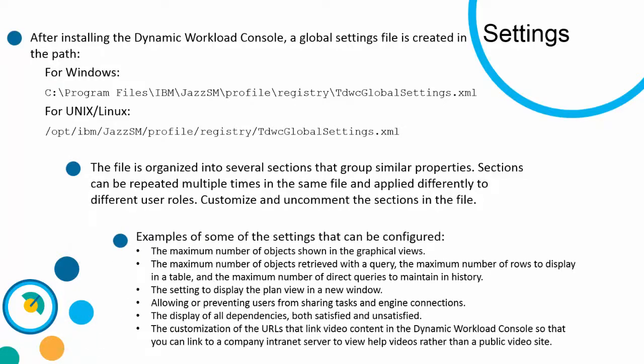Examples of some of the settings that can be configured in this file are the maximum number of objects shown in the graphical views, the maximum number of objects retrieved by a query, the number of rows to display in a table, and the number of monitoring queries to maintain in history, and many others.